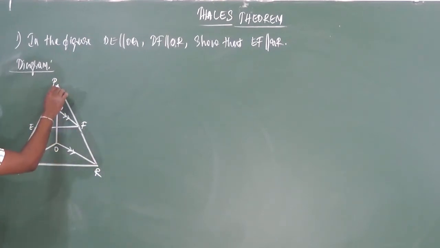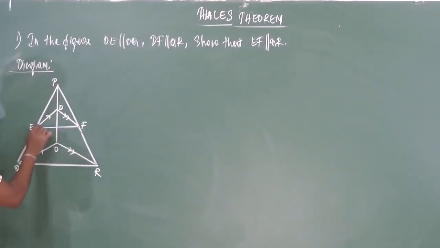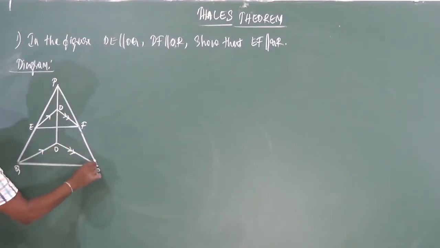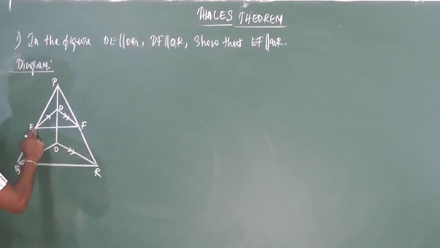So this is triangle POQ. In this triangle, ED is parallel to OQ, and in triangle POR, in this triangle, DF is parallel to OR. So using this data, you have to prove that in triangle PQR, EF is parallel to QR. So you have to prove that this line is parallel to this.